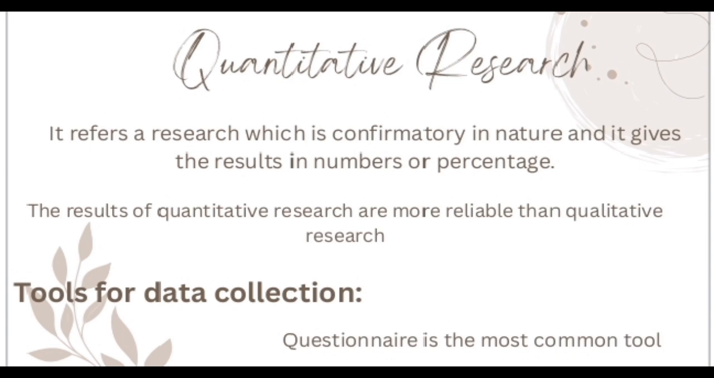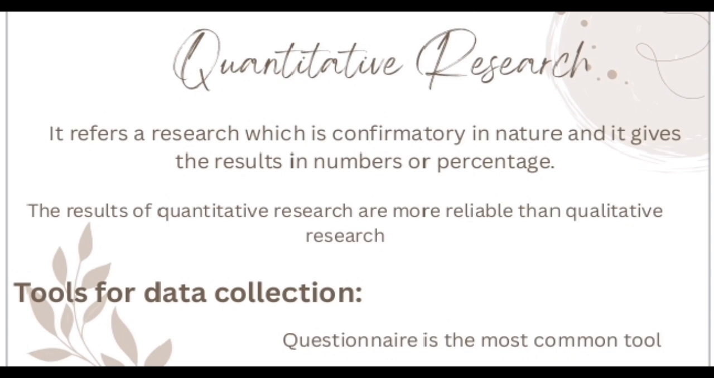It refers to research which is confirmatory in nature, and it gives the result in numbers or percentage. So basically quantitative research is confirmatory in nature because it confirms the answers, and then it gives the results or findings in numbers or percentage. Like if I am conducting research that is quantitative in nature, what will I do? I will distribute questionnaires, and then I will collect the answers of the questionnaires, and I will find the percentage. So when we get the answers in percentage, that means our research is quantitative.